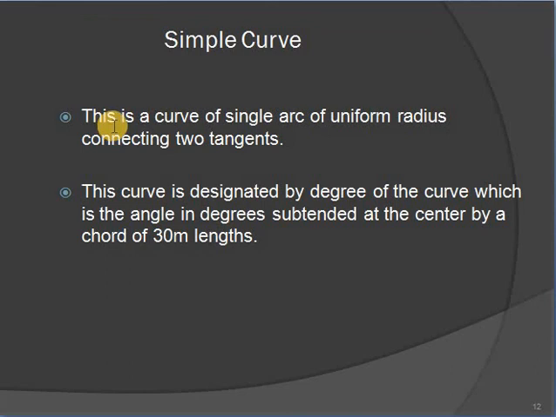A simple curve is a curve of single arc of uniform radius connecting two tangents, and these curves are designated by degree of the curve, which is the angle in degrees subtended at the center by a chord of 30 meters length. See here, it is subtended at the center by a chord of 30 meters length.